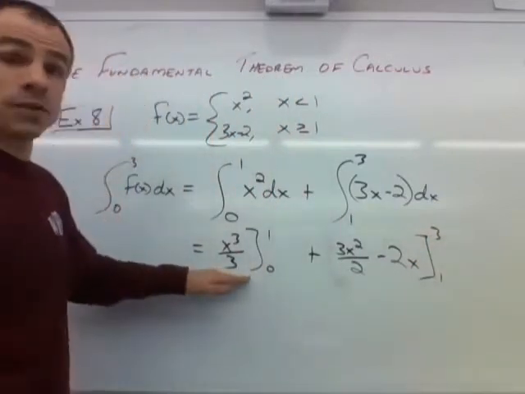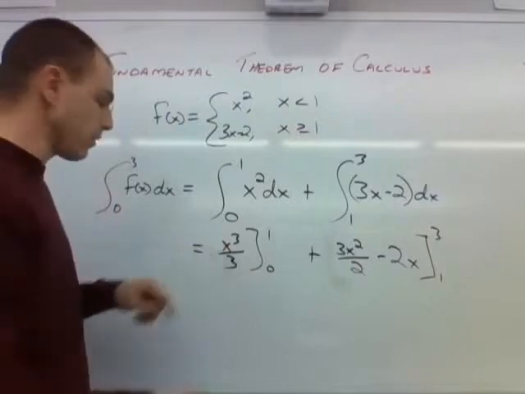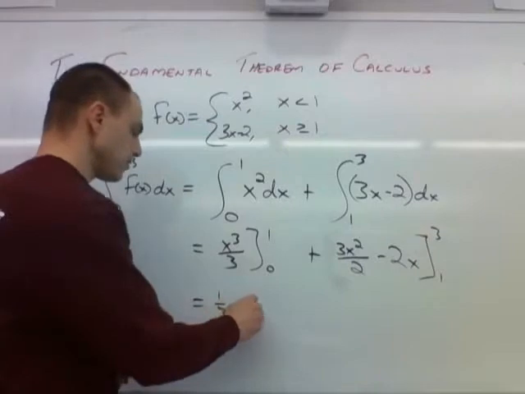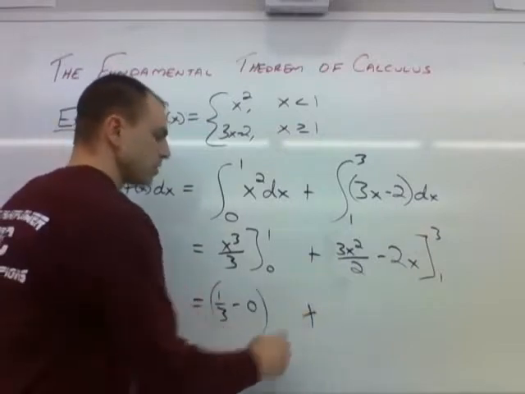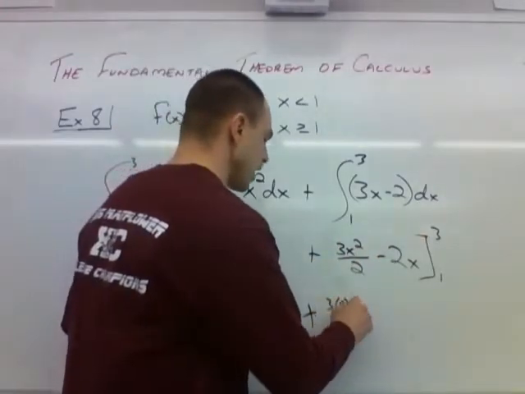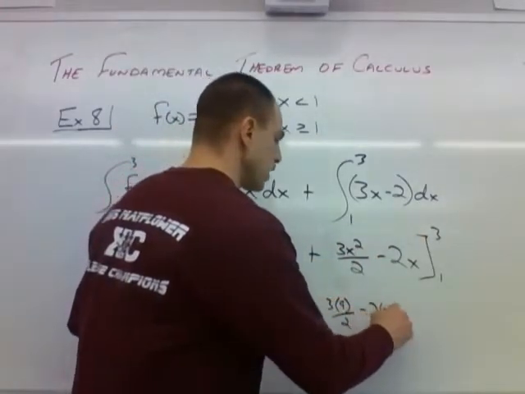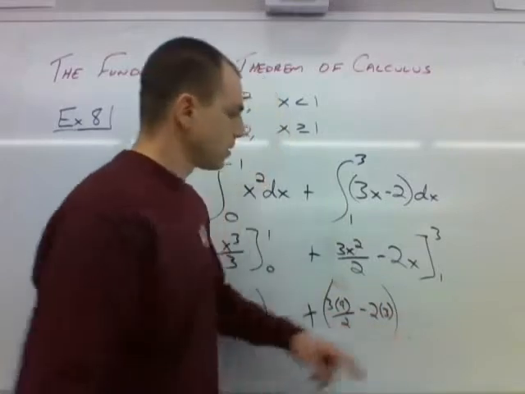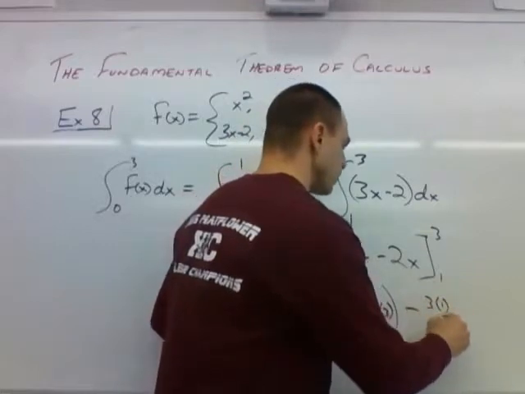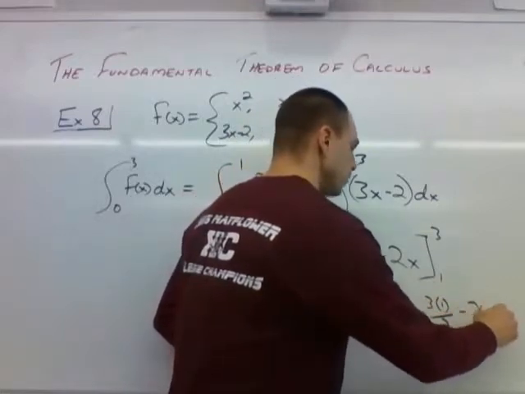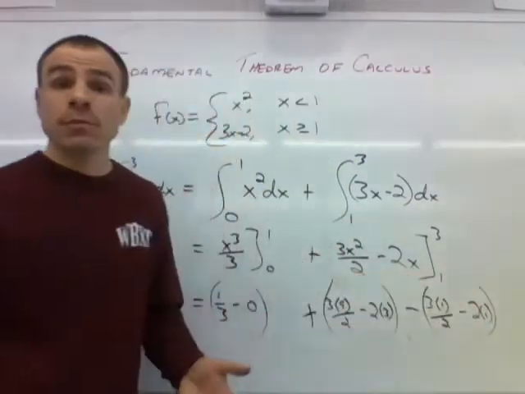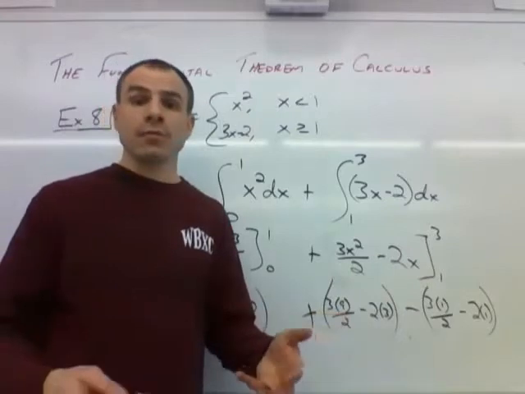Okay, so we take a look at the first evaluation. We plug in 1, we're going to get a third. We plug in 0, we're going to get 0, so we have a third minus 0. Plus, now we plug in the 3. When we plug in the 3, we have 3 times 9 over 2 minus 2 times 3, minus, now we plug in the 1, so that's 3 times 1 over 2 minus 2 times 1. And again, this is a correct answer, which doesn't need to be simplified unless you have a multiple choice question.